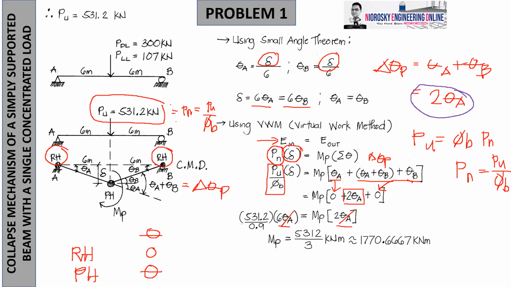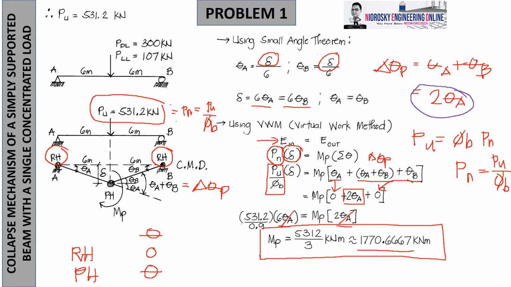As long as there is an equality function for theta A, theta B, and the plastic deviatoric slope. Then by findings, you can calculate as 5,312 over 3 kilonewton meter. Or roughly estimated 1,770.6667. So, this will be our answer, the plastic moment condition. So, ito pa hinahanap ng problem. Kaya tingnan natin, ano ba yung implication niya?